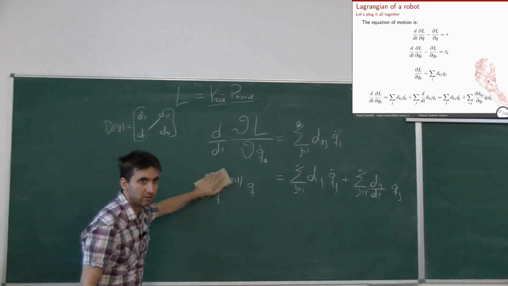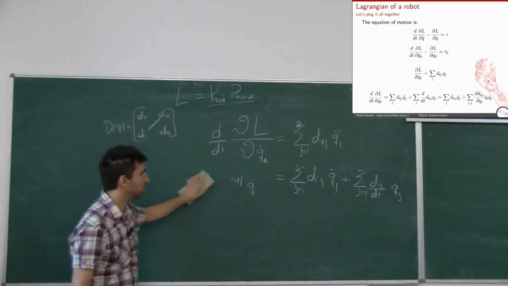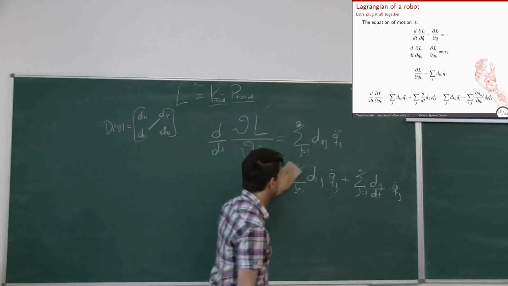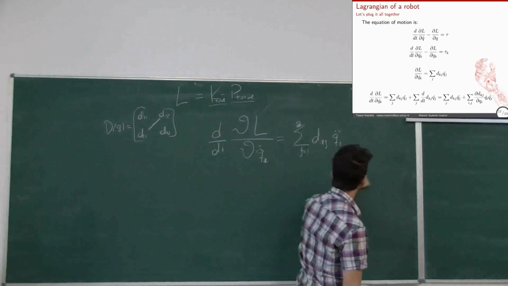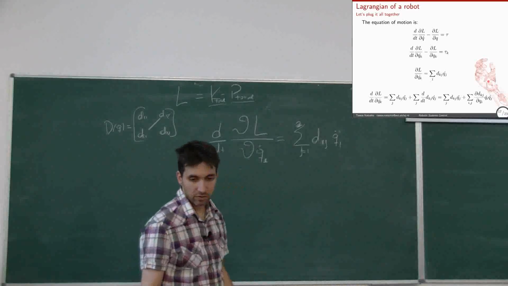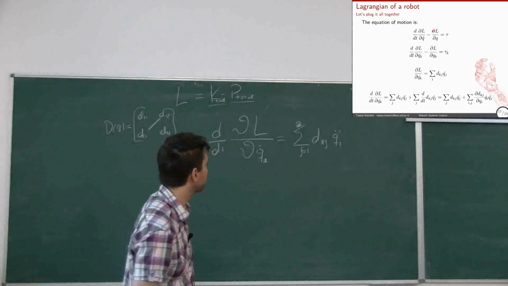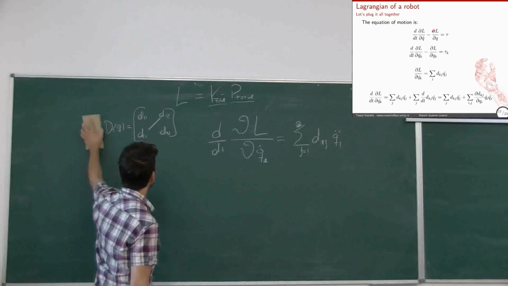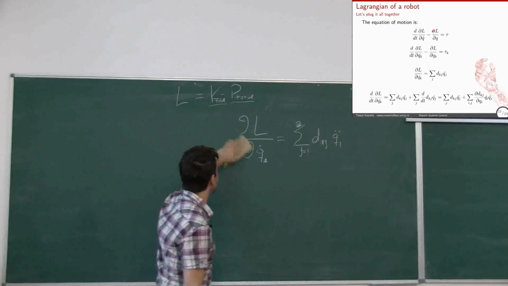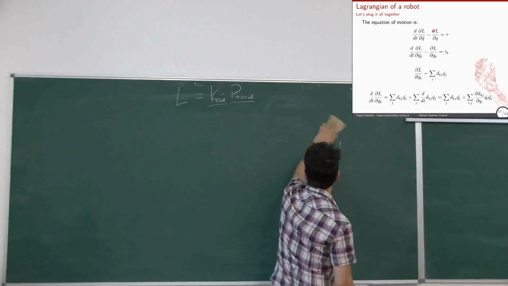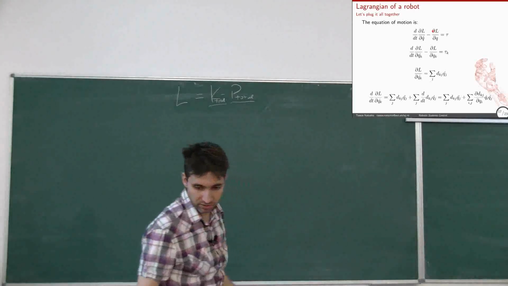Any questions? Okay. Now let's move on to the next term. So we calculated this term, the first term. Let's calculate this. What is the derivative of the Lagrangian just with the joint coordinates, not the velocities?